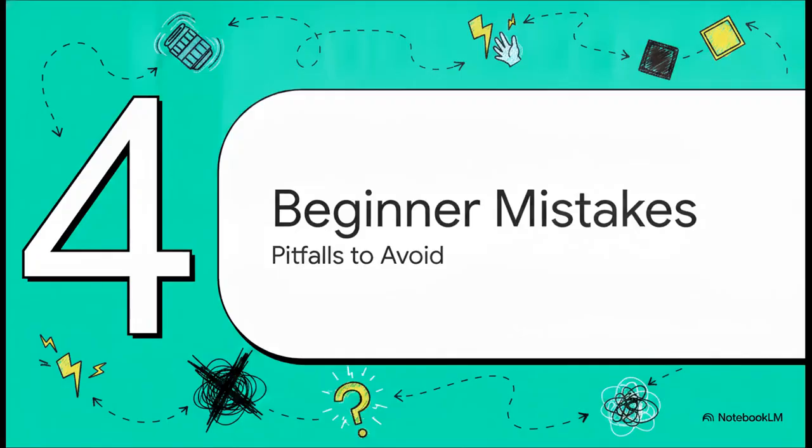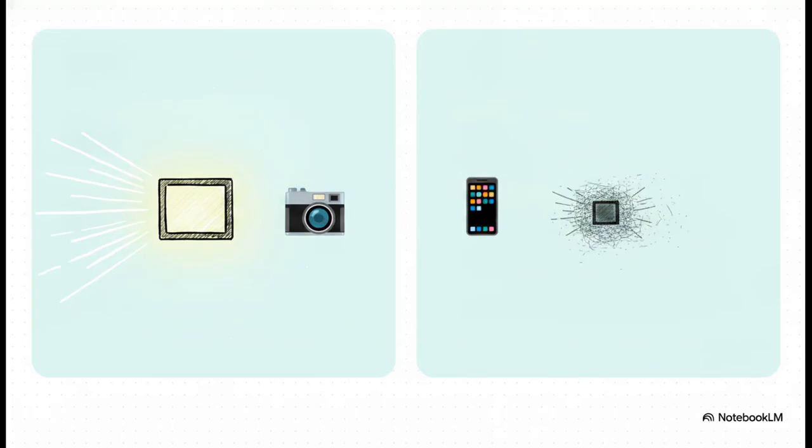Section 4, avoiding common beginner mistakes. When you haven't totally mastered this chain of light yet, it's super easy to fall into a few common traps. The first is misunderstanding sensor size. So the crucial point is that beginners often think sensor size doesn't matter, but it drastically impacts your images.